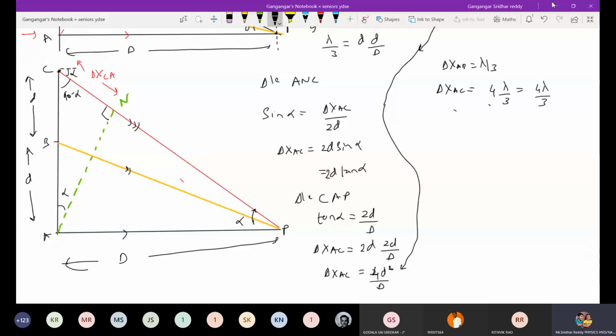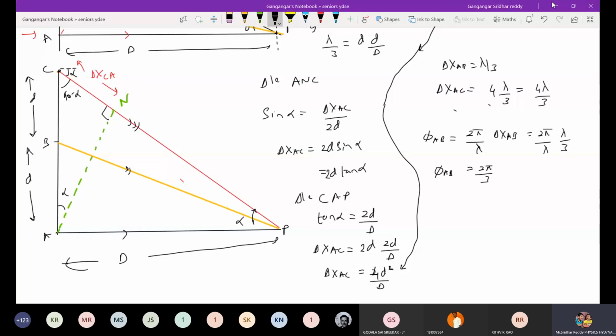Okay, after getting this, what to do? We have path difference. Can we calculate phase difference? So we'll do one thing. We'll calculate the phase differences. 2 pi by lambda into delta XAB. The phase difference between BA and AC, no? I took CA or AC. Okay, no problem anyway. Let me substitute this value. This will be lambda by 3. 2 pi by 3.